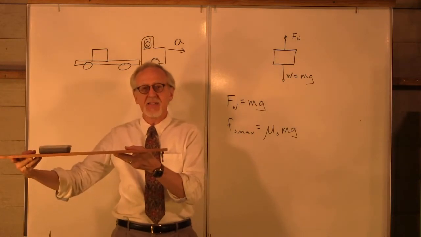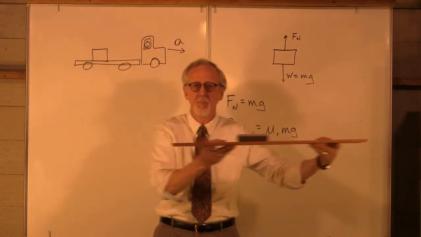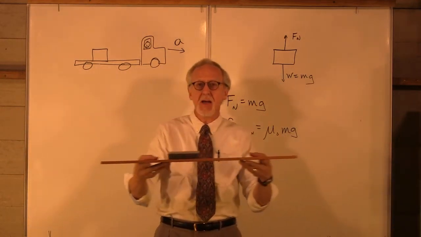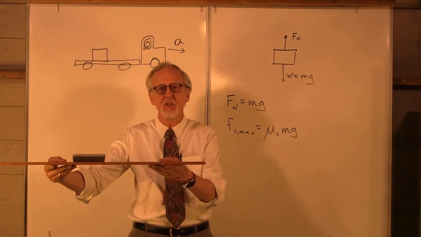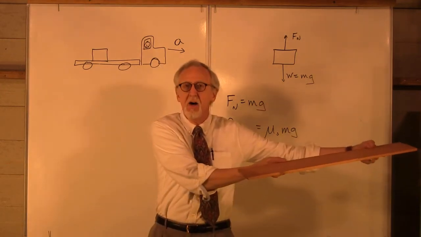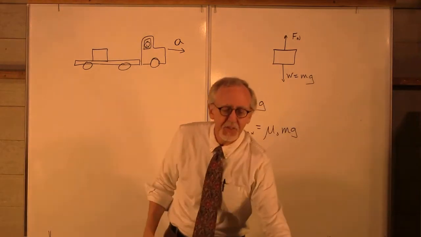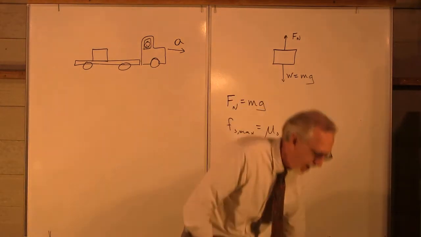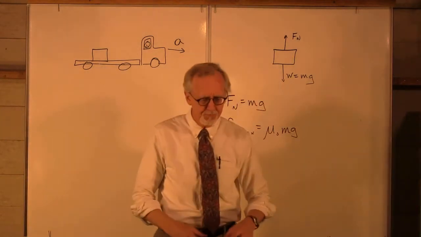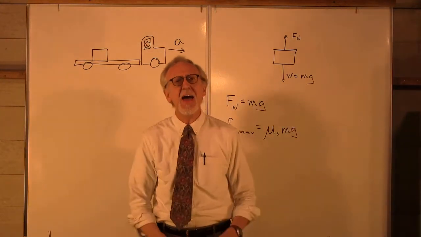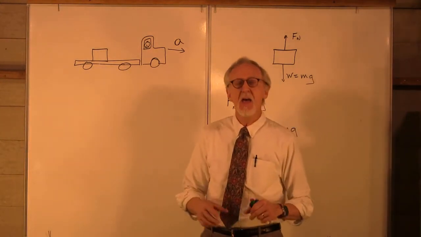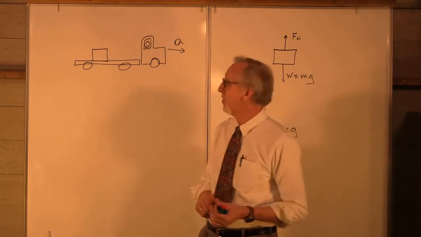If the truck accelerates slowly, the crate stays on the back. But if the truck accelerates too quickly, there's not enough force to keep the mass, the crate, accelerating with the truck. It slides off the back. Well, let's figure out how fast can that truck accelerate and keep that crate on the back.